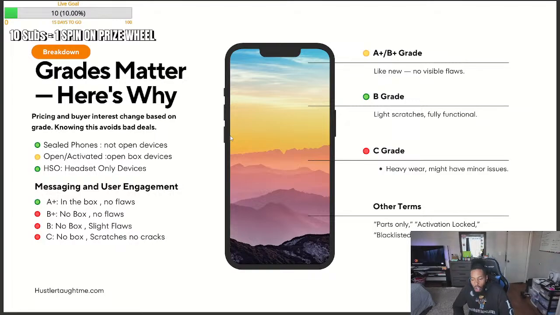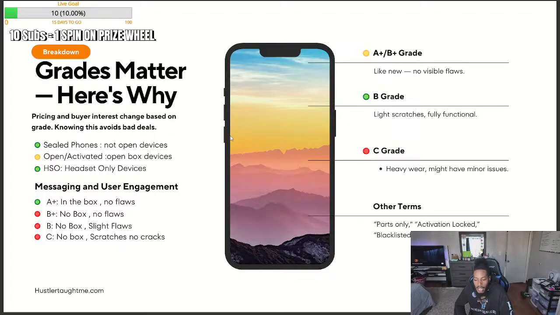So, sealed phones are not open devices. Open/activated are open box devices, and HSO is headset only devices. So, when you come across something on the price list that says HSO, that means headset only, which means the phone only. Headset is what they consider phones, okay, if you don't know the verbiage.